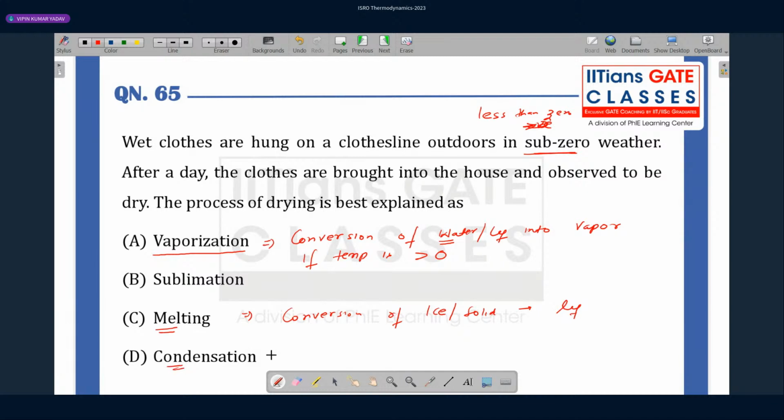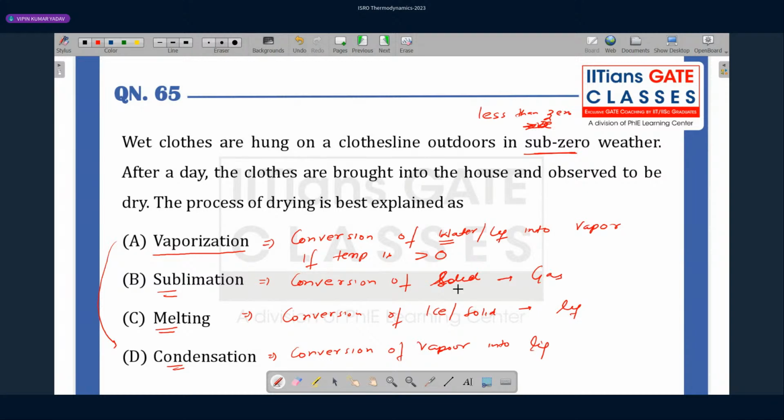What is condensation? It is basically the opposite of vaporization: conversion of vapor into liquid. Again, this is not helping the drying of the clothes. So what is the only phenomenon that is helping? Sublimation. Sublimation is the conversion of solid to gas directly.